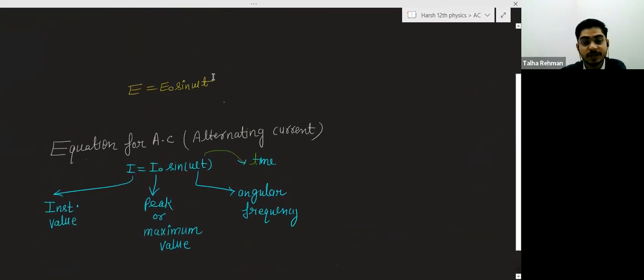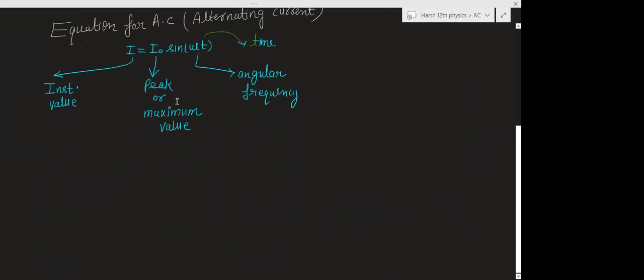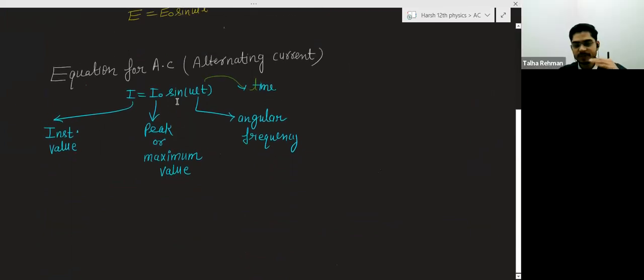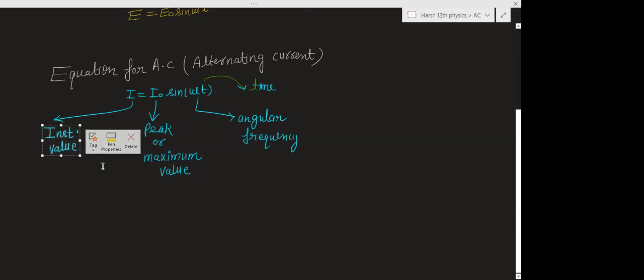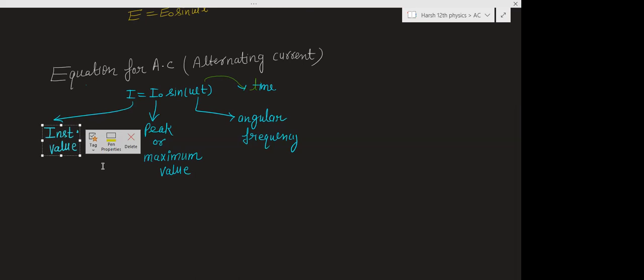The alternating EMF equation was E is equal to E naught sine omega t. Like that, the alternating current equation is also I is equal to I naught sine omega t. This I here is representing the instantaneous value of the current. What is the meaning of the instantaneous value? The value of current at that instant, at that moment.